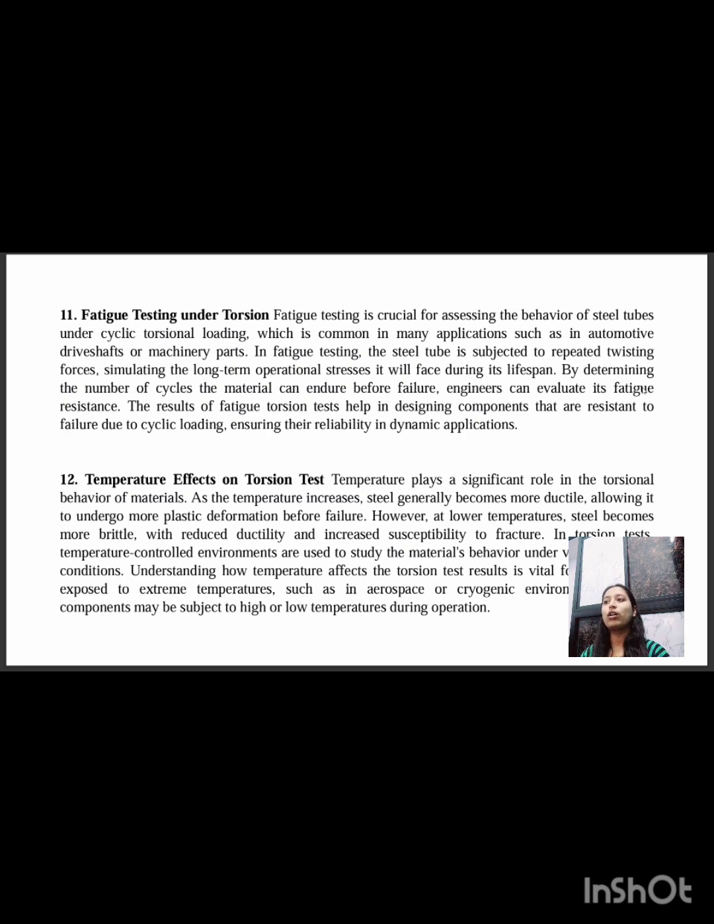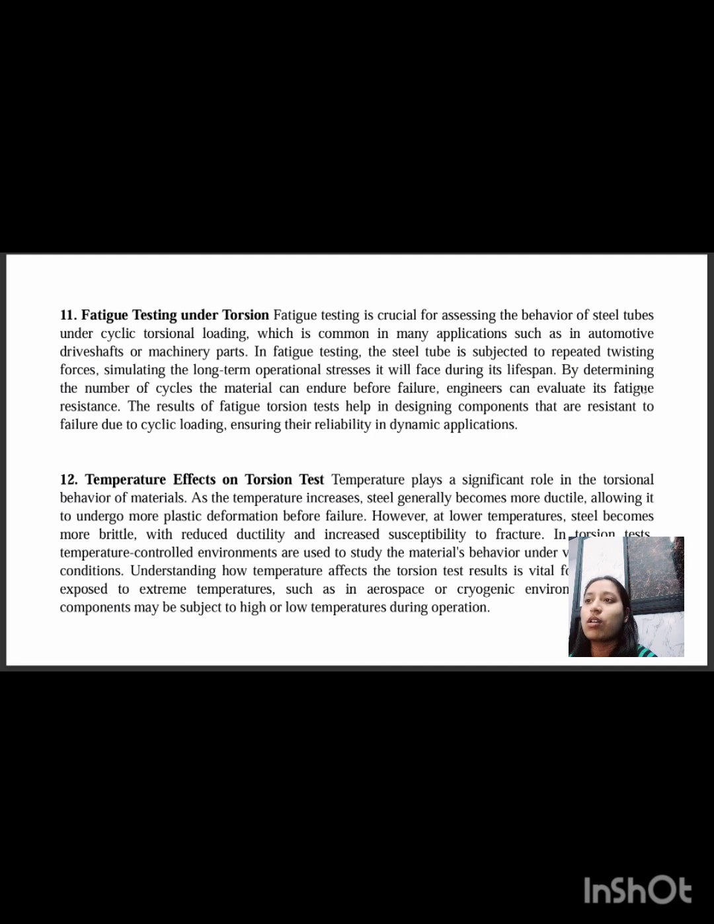Engineers can evaluate its fatigue resistance. The result of a fatigue torsion test helps in designing components that are resistant to failure due to cyclic loading, ensuring their reliability in dynamic applications.